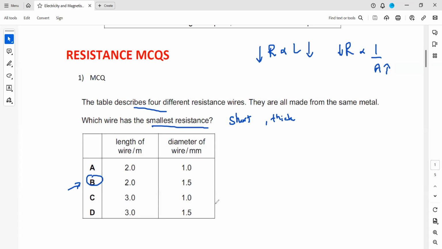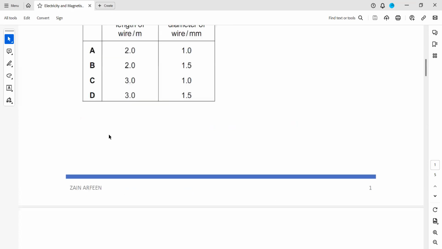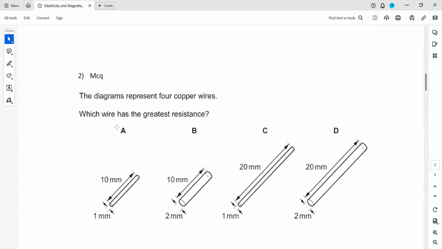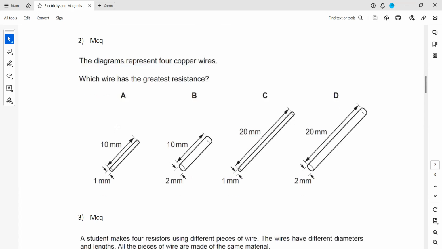Then next is the diagram represents four copper wires. Which wire has the greatest resistance? So to get the high resistance, resistance is directly proportional to length. So we want a longer wire because a longer wire will have high resistance. And it is inversely proportional to cross-sectional area. So a thinner wire will have high resistance. So we want long and thin.